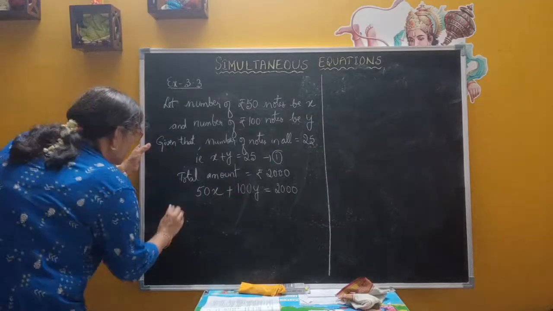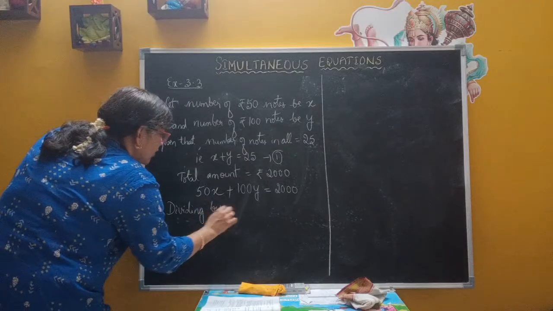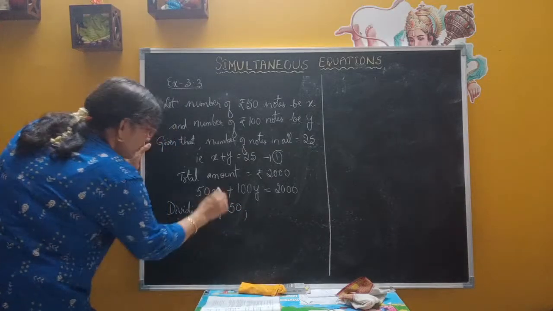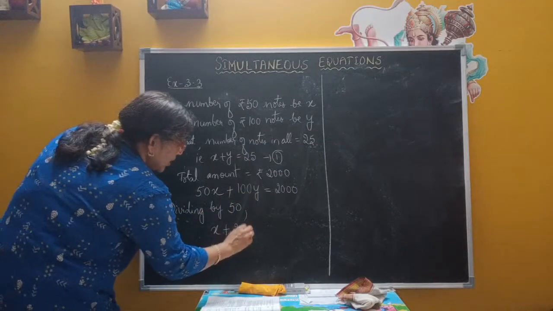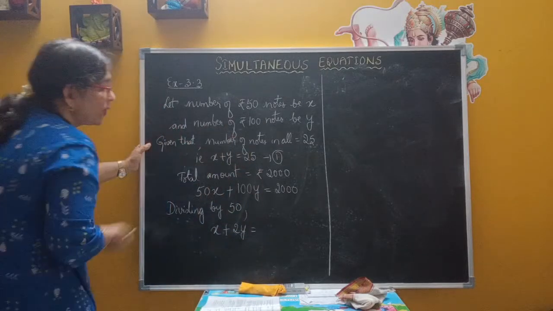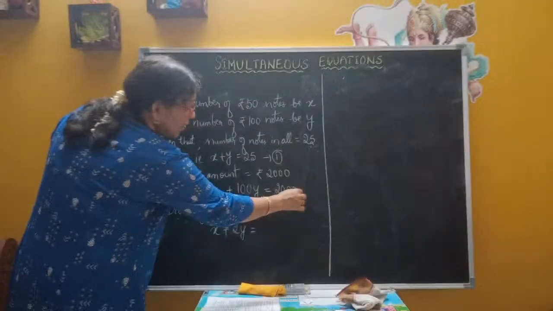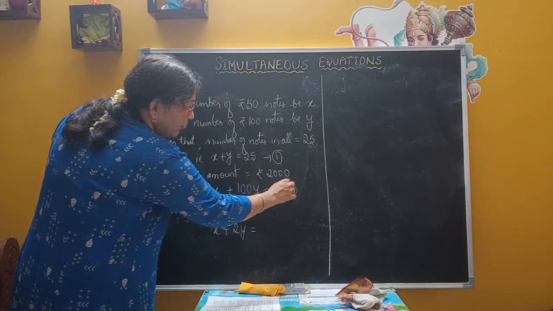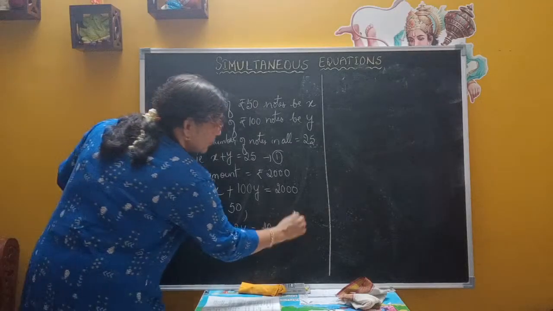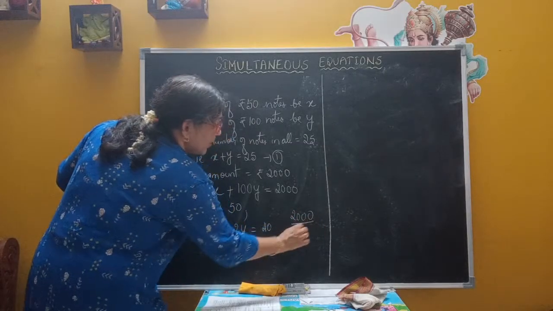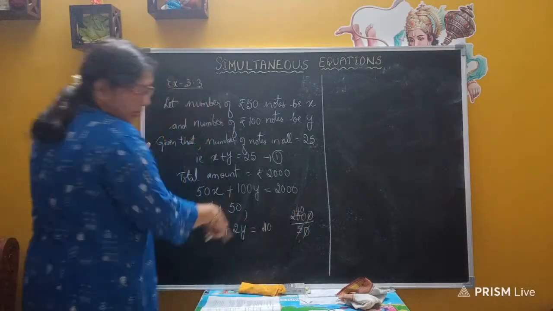Okay, dividing by 50, dividing means both LHS and RHS. We get 50 by 50 x. 50 how many are 100? 2 fifties are 100, so 2y. Then 2000 by 50: 5 fours are 20, so 40. Okay, so 40 it is.